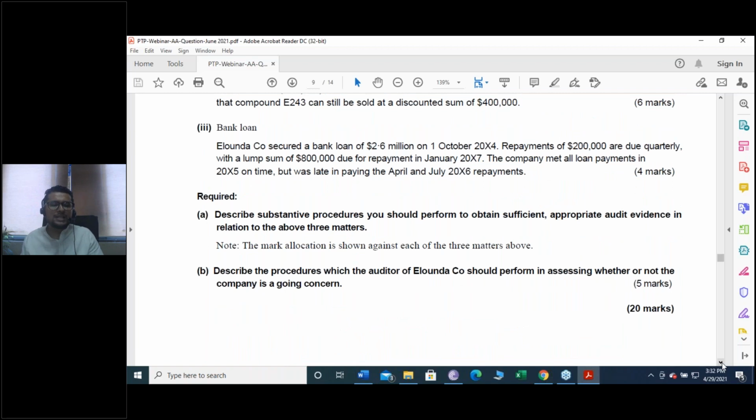Requirement: describe substantive procedures you should perform to obtain sufficient appropriate audit evidence in relation to the above 3 matters. I told you there are 2 types of exam questions when it comes to substantive procedures. A, without story, and I think you all are comfortable with the without-story kind of question. You don't have to relate your substantive procedures with the story. B, you have to apply substantive procedures according to the story. You need to evaluate the background.